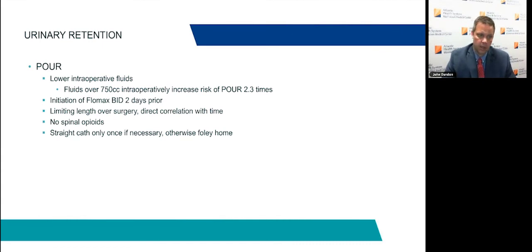And then straight catheterization, you don't multiple straight cath these gentlemen. If you have to straight cath them, you do it once. Otherwise, it's a Foley. If you straight cath them multiple times, it just makes it worse, and their chances of avoiding a Foley become lower and lower. So that's kind of what we've run into with our outpatient experience. We talked about why we're doing it, how to minimize some of the complications, and how we get people through the process to make it safe, efficient, and a good experience for everybody.